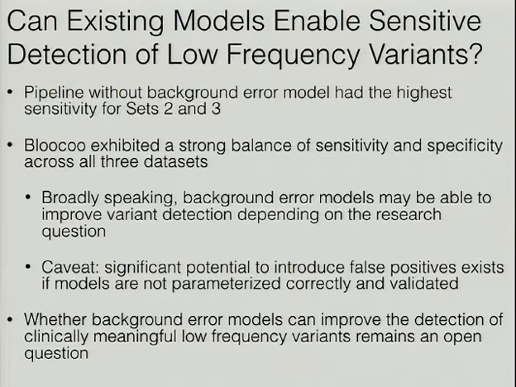What we found is that the pipeline without the background error model had the highest sensitivity for sets 2 and 3. BlueCoo did exhibit a strong balance of sensitivity and specificity across all 3 data sets, which was quite interesting. And broadly speaking, the background error models, I do believe, would improve variant detection depending on the research question. There is a caveat, though, that these background error models offer a potential to introduce false positives if these models are not parameterized correctly and we don't benchmark and validate them for the use case we're interested in. So whether background error models can actually improve the detection of clinically meaningful low-frequency variants does remain an open question.